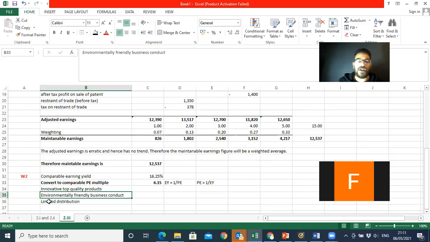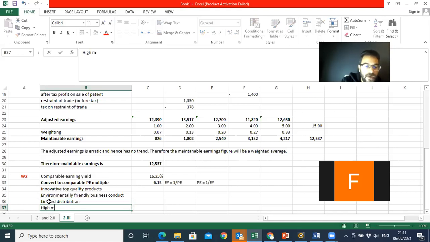Okay, environmentally friendly, as I mentioned, many companies only want to do business with environmentally friendly companies. So that's very important. It's going to impact your revenue. It's going to impact your business relationships. So it does have a value. Limited distribution, as I mentioned, the better your distribution network, the more customers you can reach. As a result, the more revenue you can earn.